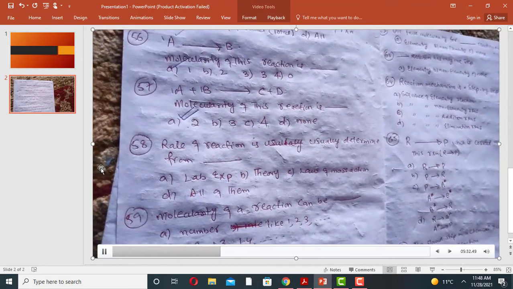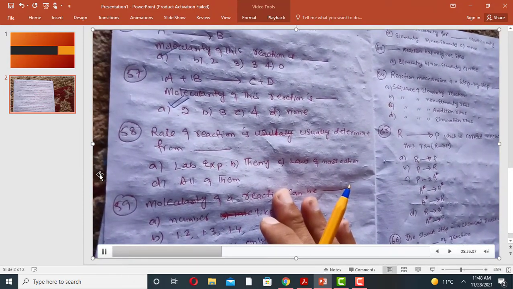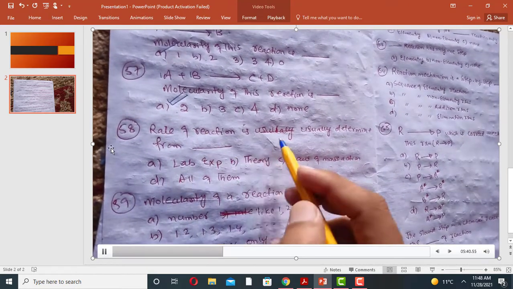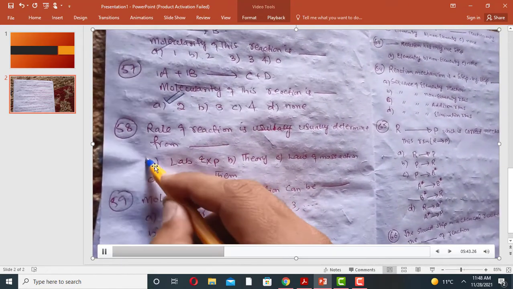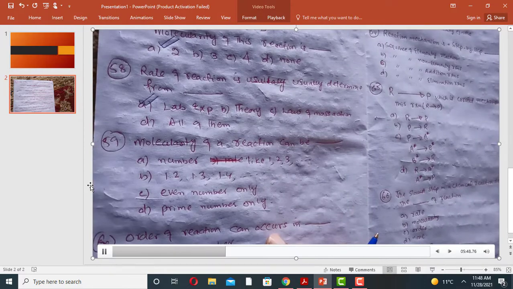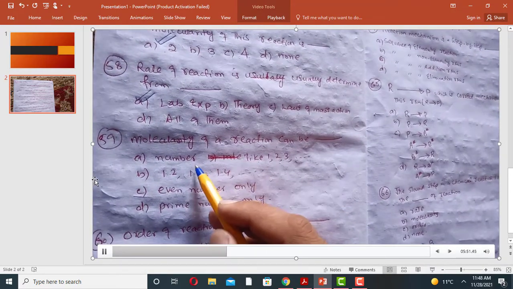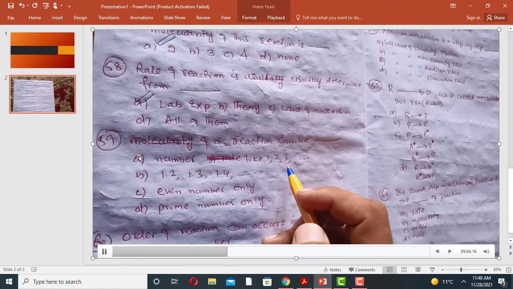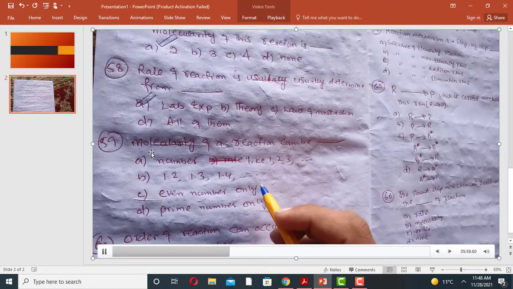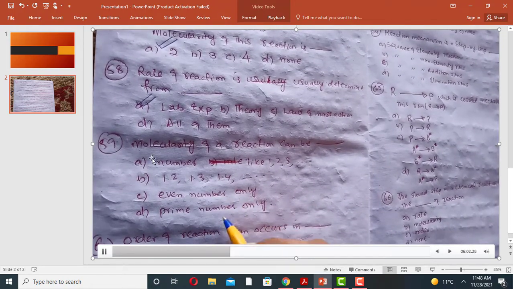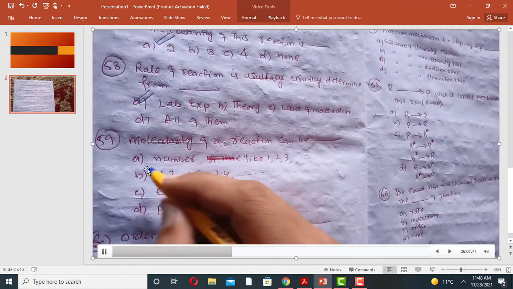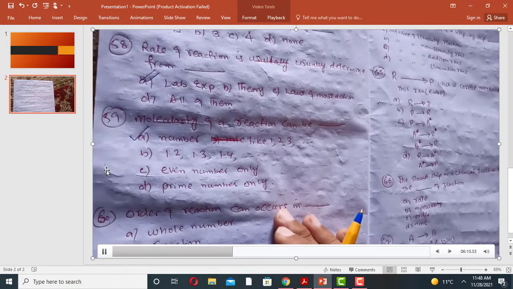The rate of reaction is usually determined from lab experiment, theory, law of mass action, or all of them. The rate of reaction is usually determined from the lab experiment, from experimental observation. Molecularity of a reaction can be a number like 1, 2, 3. Can it be a fraction like 1.2, 1.3, 1.4, and so on? Can it be a prime number only? Molecularity is a whole number like 1, 2, 3, 4. So it is a number.